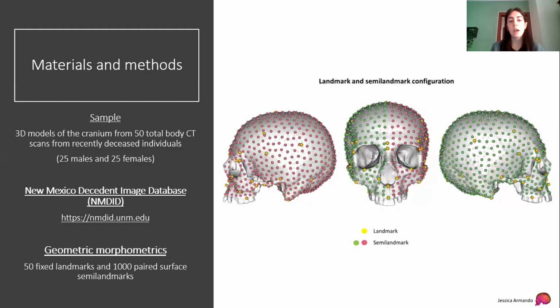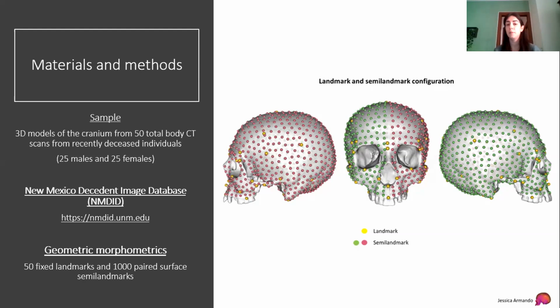As for our sample, it is composed of a total of 50 individuals. We use 3D models of the cranium from 50 total body CT scans from recently deceased individuals. We have 25 males and 25 females from the New Mexico Decedent Image Database, which is a very important online open access database for anthropological studies. And we use geometric morphometric approaches and some statistical analysis to investigate sexual dimorphism between sexes.